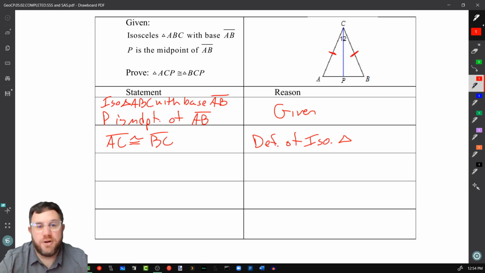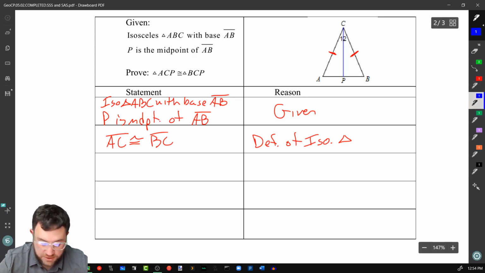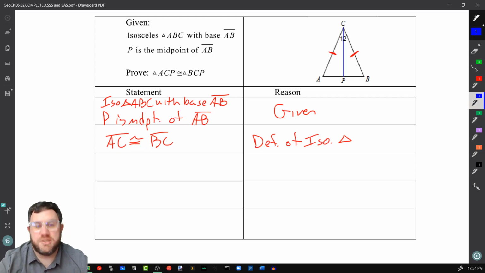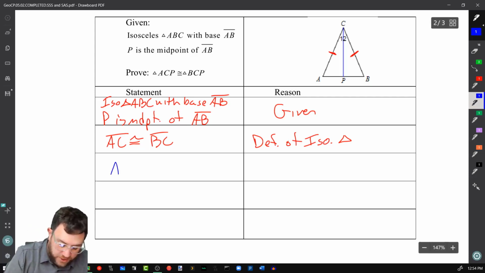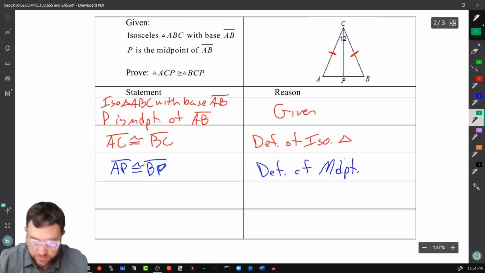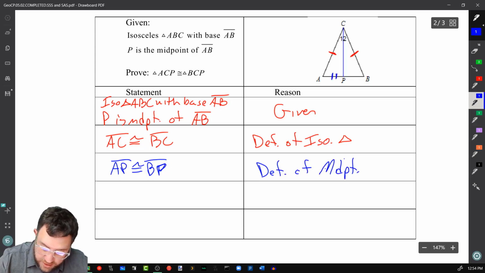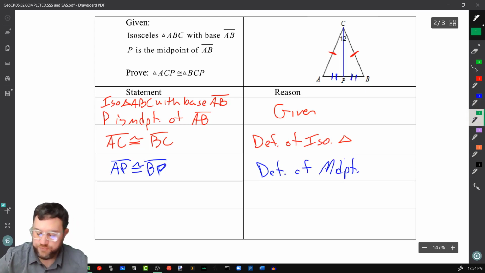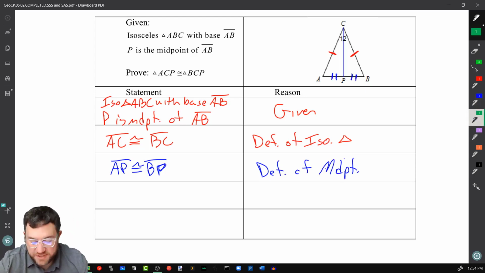All right, that's about all we can do with that for right now. We're also told P is the midpoint. And we just talked about what a midpoint is. So we know that AP is congruent to BP by the definition of a midpoint. And again, we just discussed that. So let's mark those two pieces congruent.